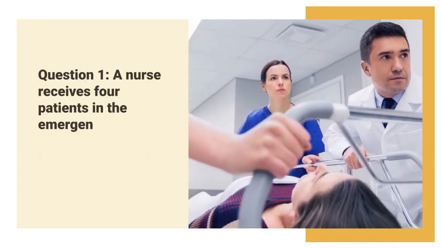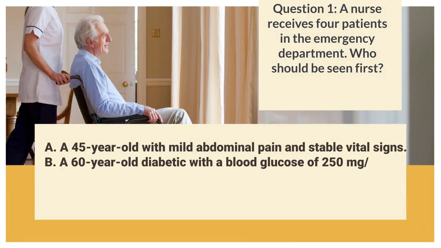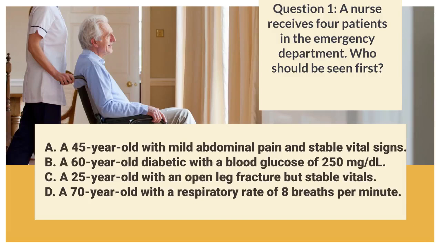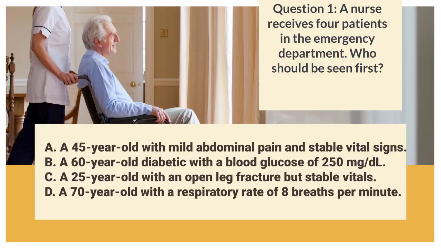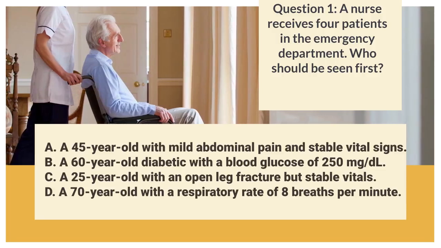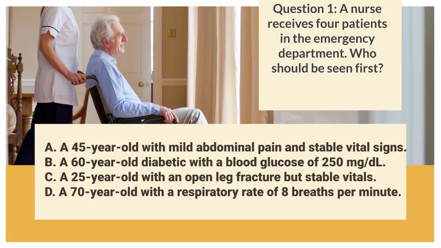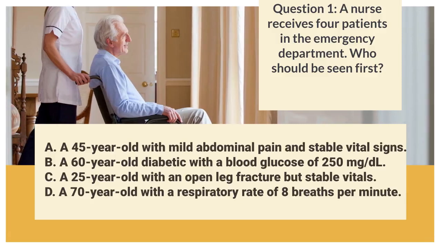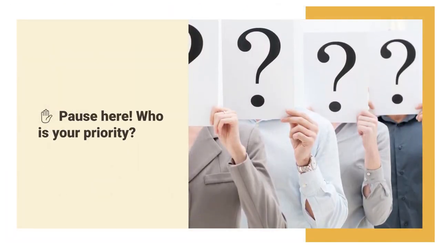Question 1. A nurse receives 4 patients in the emergency department. Who should be seen first? A, a 45-year-old with mild abdominal pain and stable vital signs. B, a 60-year-old diabetic with a blood glucose of 250. C, a 25-year-old with an open leg fracture but stable vital signs. Or D, a 70-year-old with a respiratory rate of 8 breaths per minute. Pause here. Who is your priority?